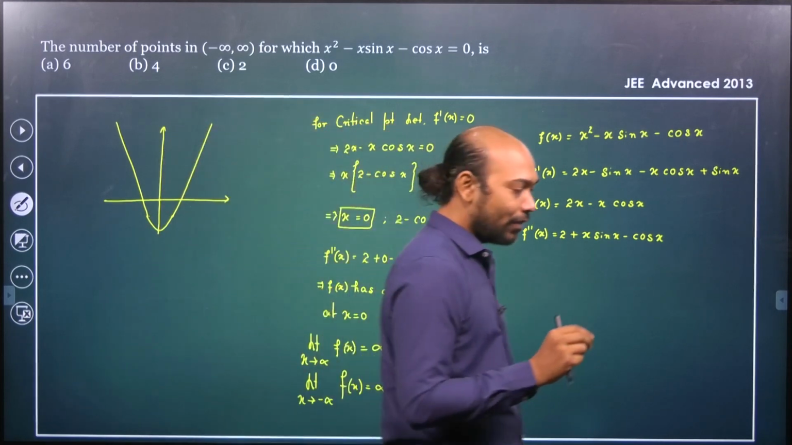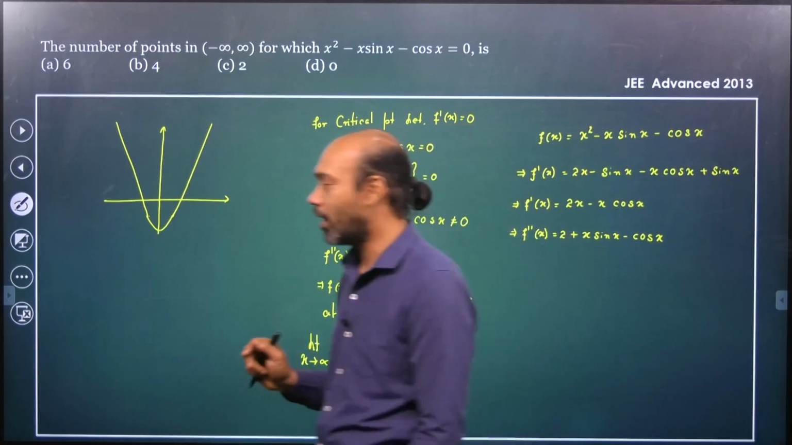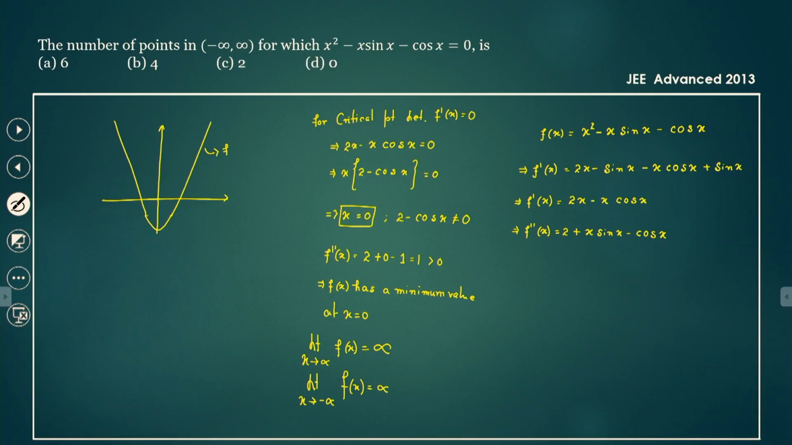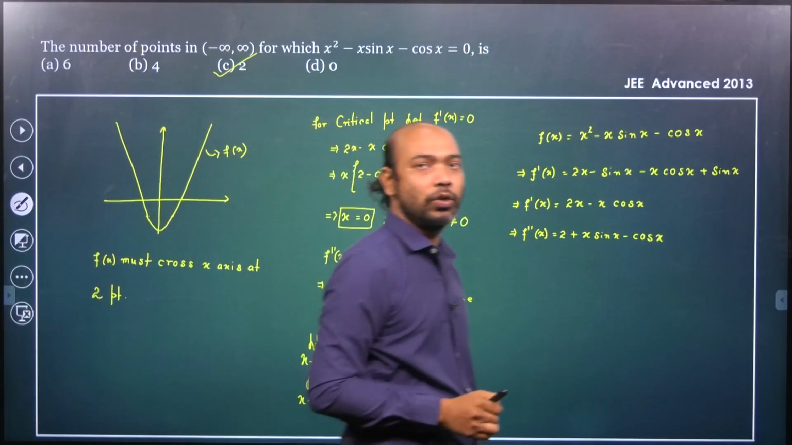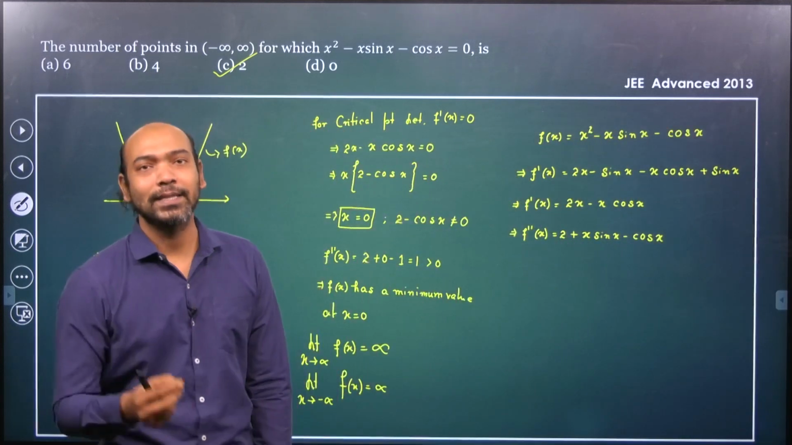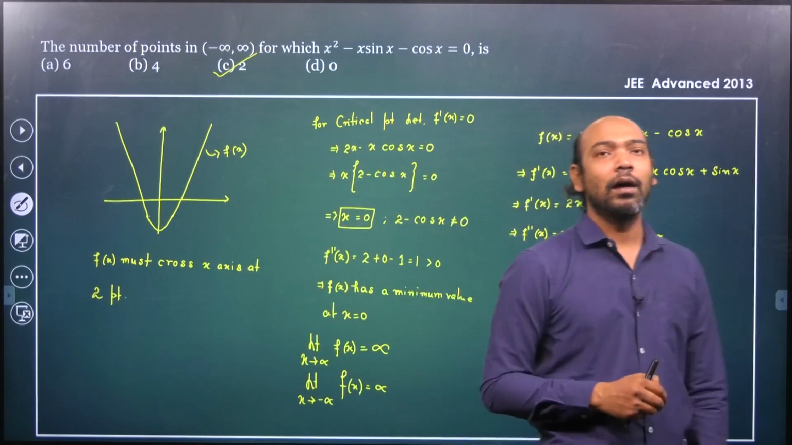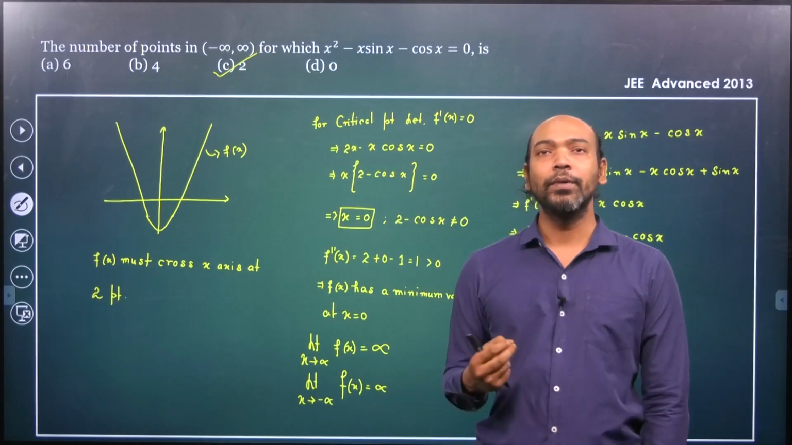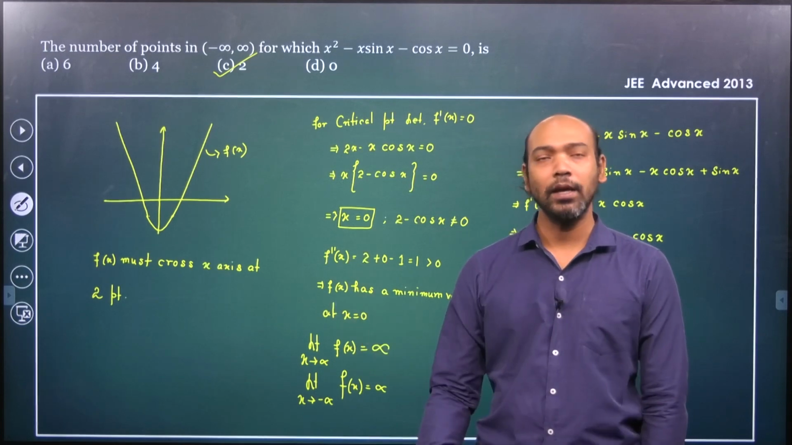So what that means is that the function crosses the x-axis at 2 points. This is the approximate sketch of the function f(x). So we can conclude that f(x) must cross the x-axis at 2 points. Therefore, the number of zeros or number of roots of this equation is 2, and that's it. That's the particular problem. It's a sketch problem, and by the sketch we are able to get the answer. I hope you understood the technique and that particular problem. That's it. Thank you.